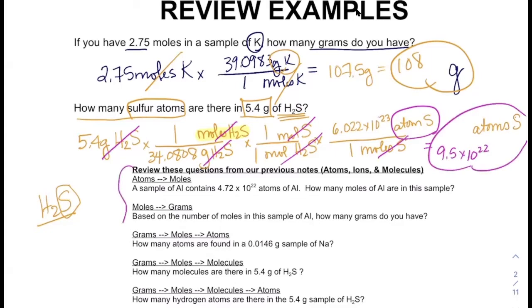So here are some examples from the previous chapter where we went from atoms to moles, where we went from moles to grams, where we went from grams to moles to atoms, grams to moles to molecules, grams to moles to molecules to atoms. So you can see that we did do a lot of this work previously. So hopefully some of that will be coming back as we move through this chapter.